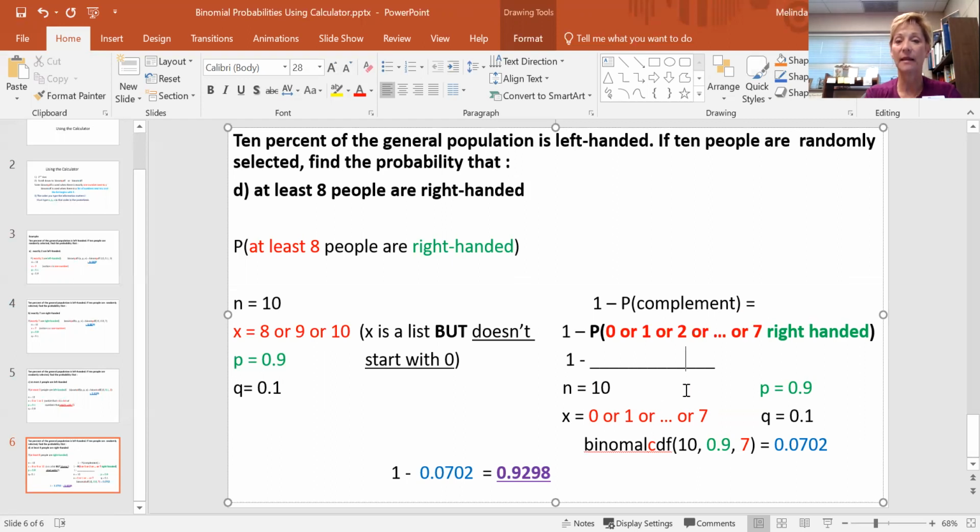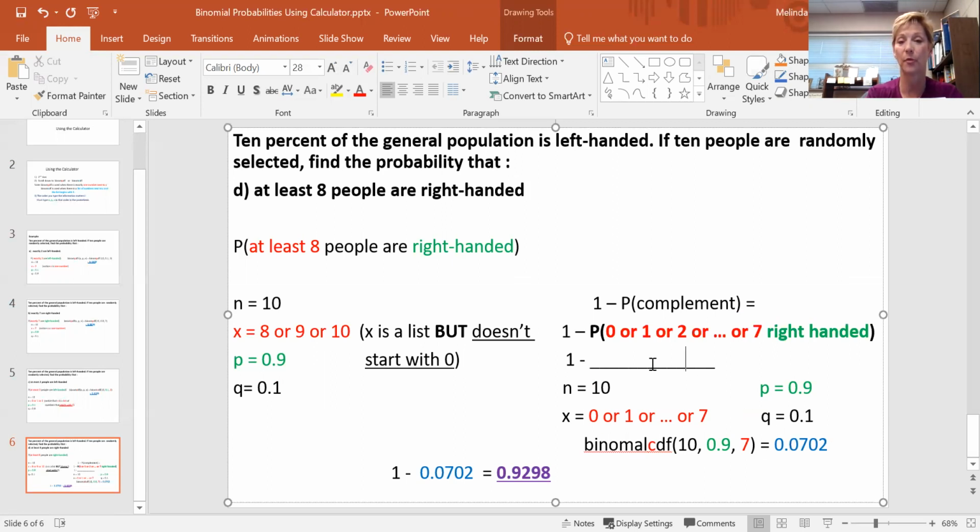Now, why do I like this setup better than this setup? I mean, this one's longer. It's because I've got a list, and this time my list starts with 0. See, over here, I've got a shorter list, but it doesn't start with 0, so I'm kind of nailed. So I don't care how long the list is. If it starts with 0, that's a better option. So because I've got a list that starts with 0, I can do binomial CDF. Remember, I put my n first, so that's 10. I put my p next, so that's 0.9, and I put the biggest x, so 7. And when I did, and rounded that to 4 decimal places, I got this blue number.